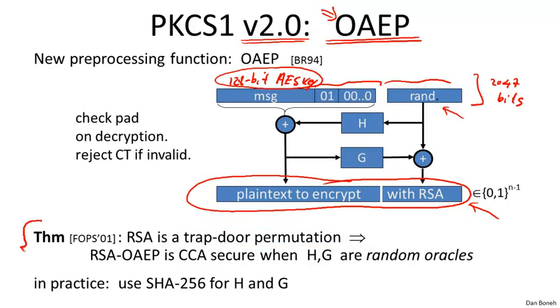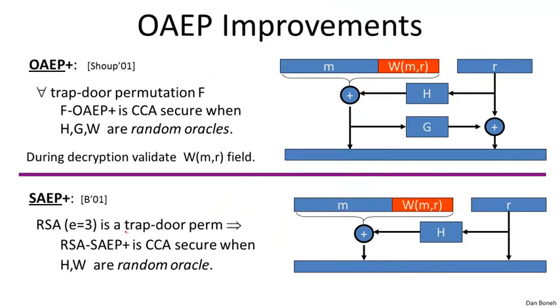Interestingly, this theorem really relied on properties of RSA, and in fact, this theorem is known to be false if you use a general trapdoor permutation, some other permutation that doesn't have the algebraic properties of RSA. So that left the question of, if we have a general trapdoor permutation, what is the correct way to do OAEP? It turns out there's a minor modification to OAEP which makes the result more general. This is a result due to Shoup back in 2001.